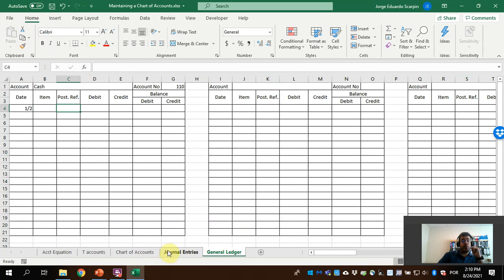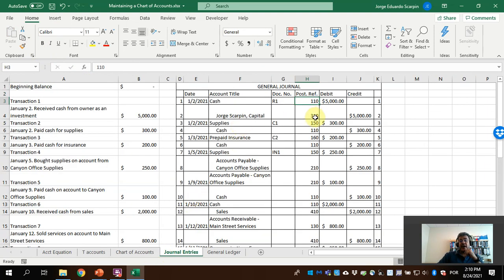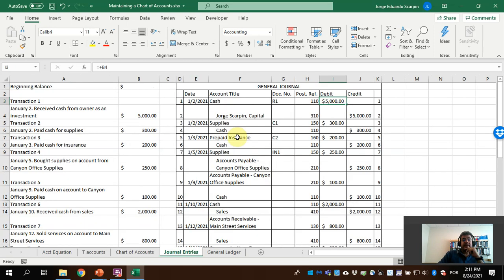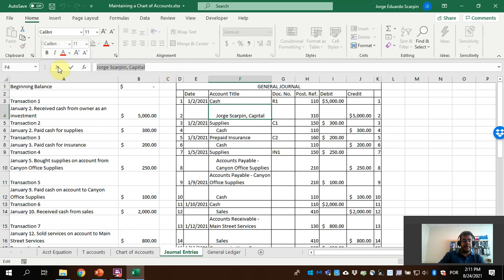Post ref, what is the other account that we are working with? 310. So 310. Do we need a debit or credit here? Cash is debit. So debit $5,000. How much the balance? Beginning balance, nothing. So our balance is our transaction. So our balance is debit 5,000.